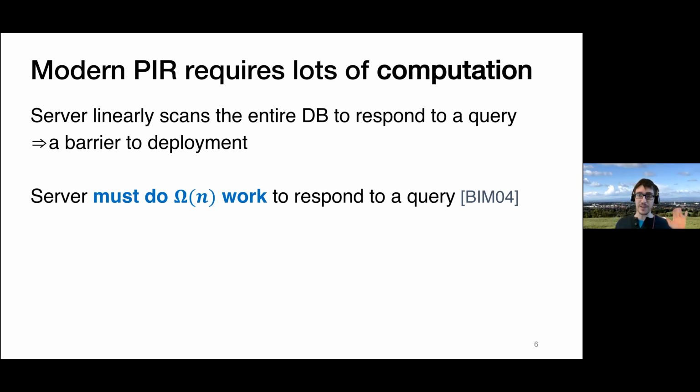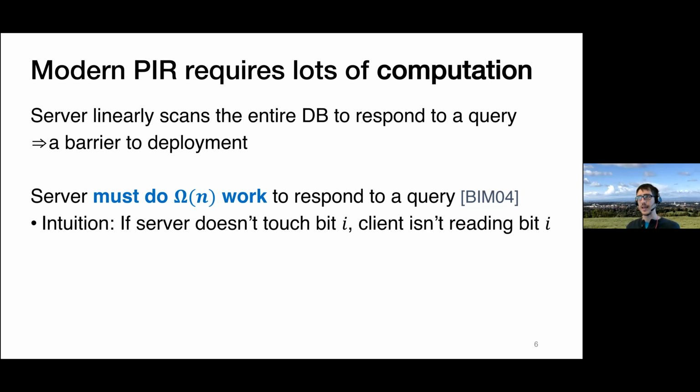And to make things worse, there's actually a lower bound. Beimel, Ishai, and Malkin showed that the server has to do linear work in order to respond to a query. The intuition behind this lower bound is that if the server, while responding to a query, doesn't touch a particular bit in the database, then the server can learn that the client cannot be reading this particular bit that the server hasn't touched at all. And this leaks some partial information about the index to the server.